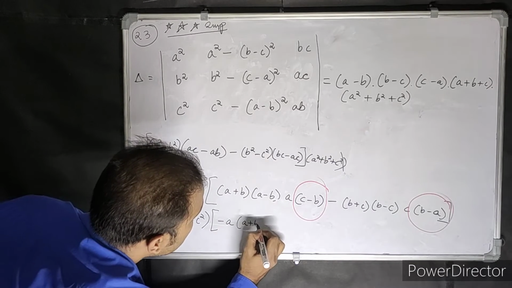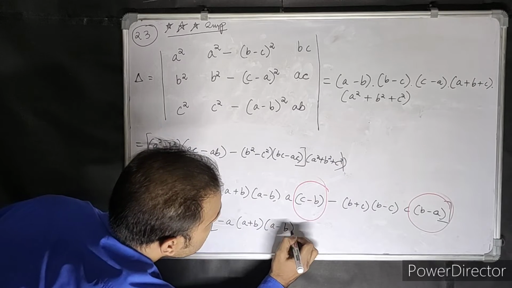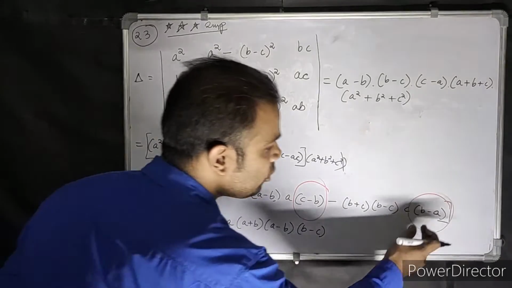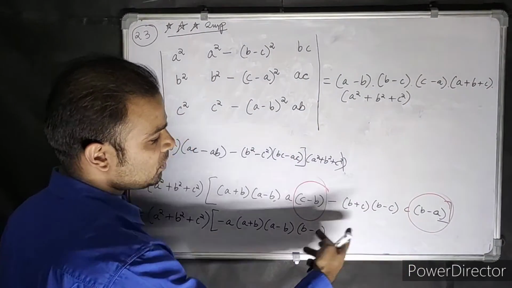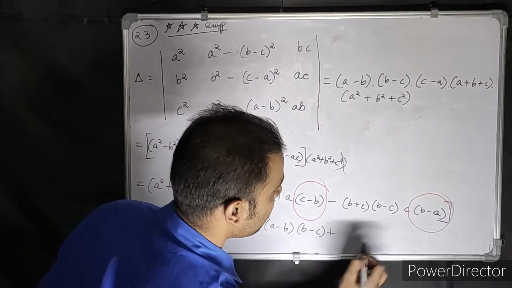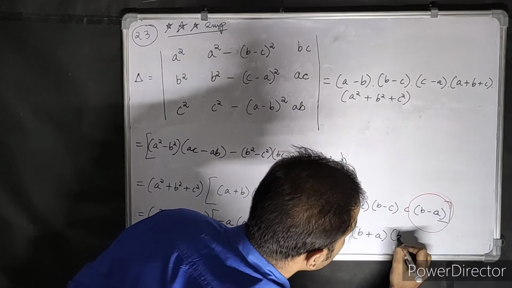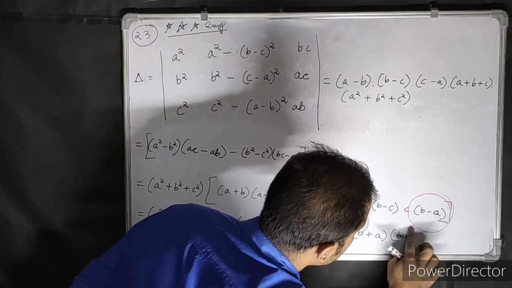And then you write a plus b, a minus b, and you write b minus c. Now from here, when you change this also, again the negative comes out. This becomes a positive. And you write the c right in front. And then you write b plus a, b minus a.